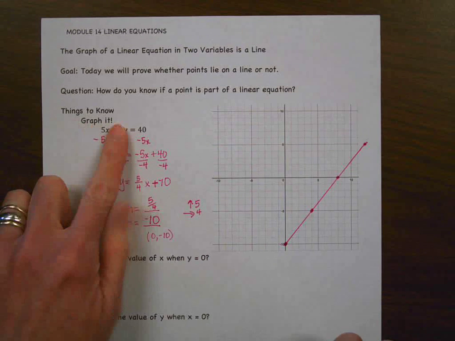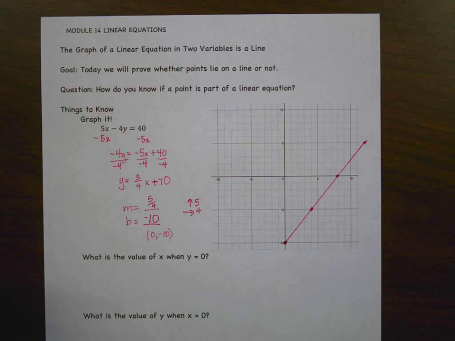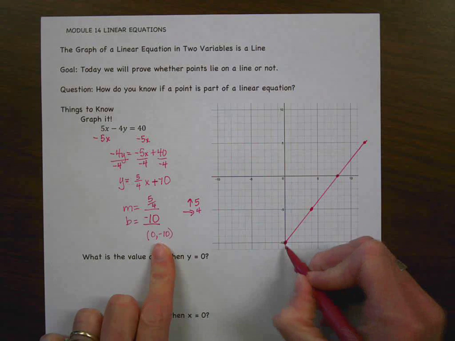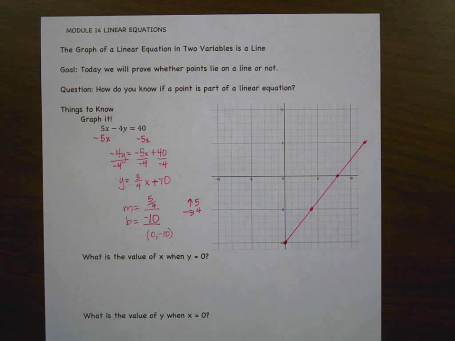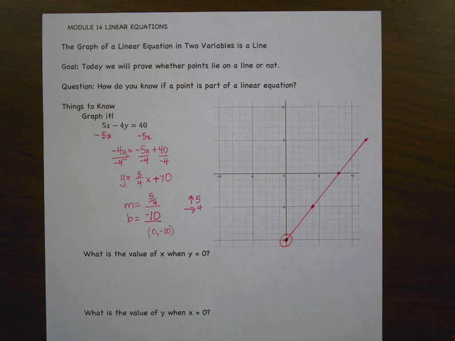We graphed it like it said, but one thing that we need to talk about in the process is this point 0, negative 10. If you notice, it's sitting on the y-axis. We know this because it's the b, and we learned that the b is the amount that shows where a line passes through the y-axis.